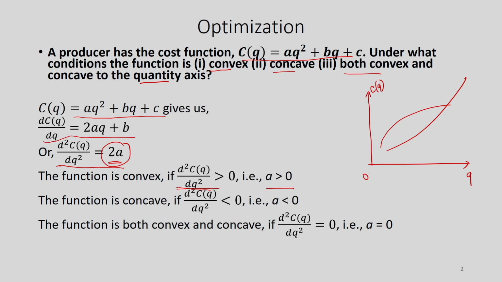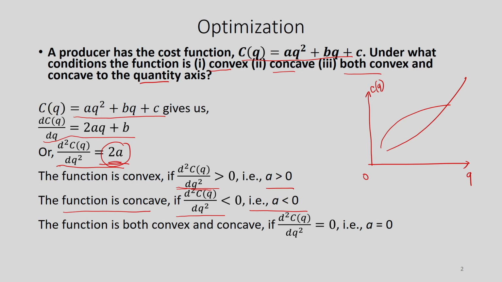Second part, concave, right? The function is concave, and here like before we use the property that the function is concave if the second derivative d squared C(Q) over dQ squared is negative, and like before here d squared C(Q) over dQ squared has been found to be 2a. So, 2a is negative if a is negative. That is what I have written here. So, the second part is done.